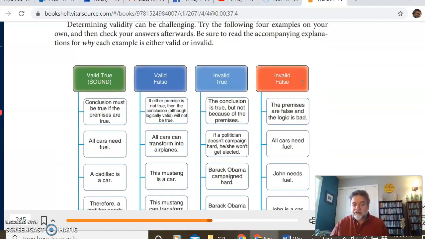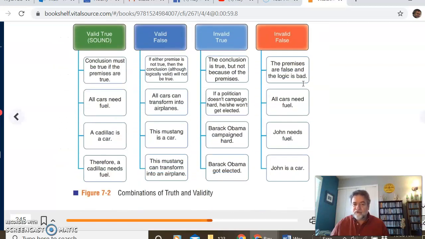Now, this chart is your best friend, and you'll have another almost best friend a little later in the book that you'll want to mark and use repeatedly. This little chart is quite helpful. It shows you that truth and validity are not the same thing. This first column is what you want in a deductive argument. You want it to be valid and true, which is a sound argument.